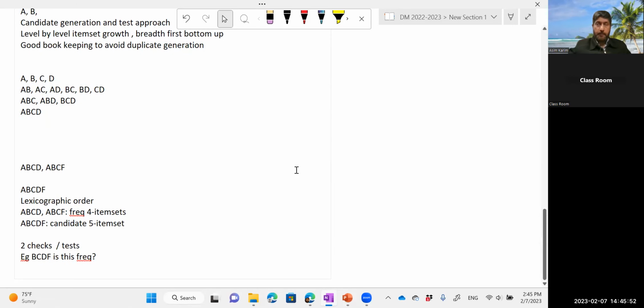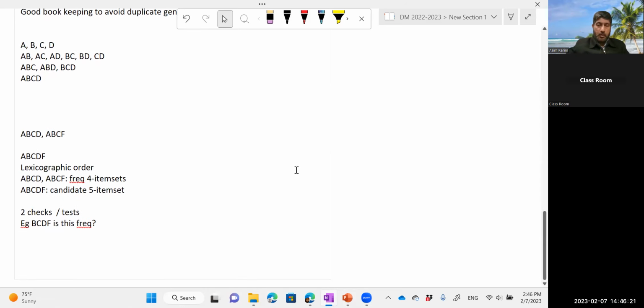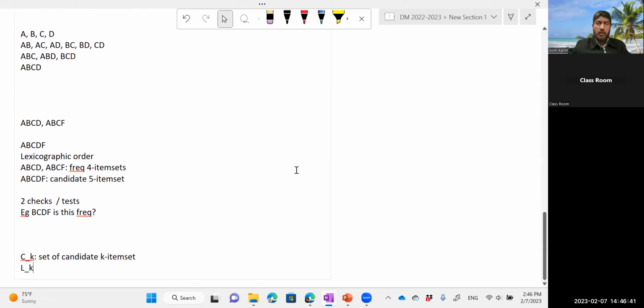Any questions? So this idea you need to understand fairly clearly, meaning that we have candidate generation. After generation, we check whether its subsets appear in the previous level. So by the way, we also use a notation. Let's say C K is a set of K item sets. And then L K kai dafa use karte hain, kai dafa F K use karte hain. This is the set of frequent K item sets.